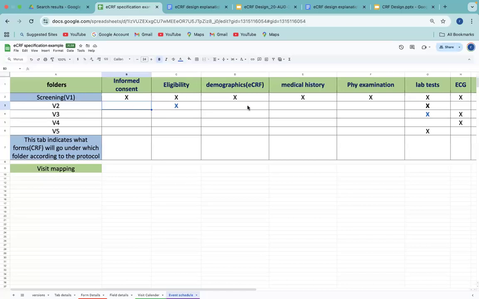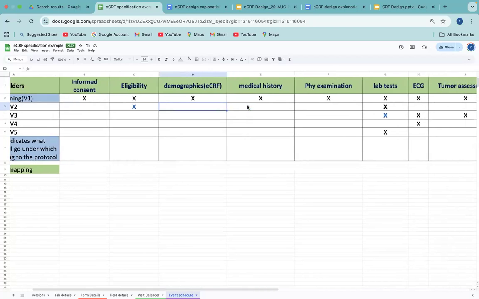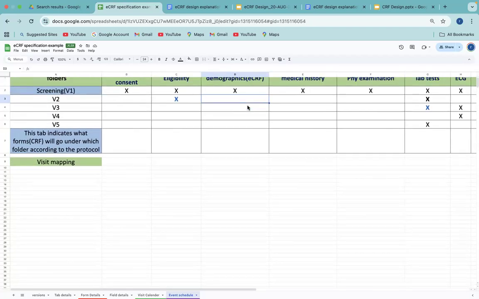And demographics. Once we collect the patient age, gender, ethnicity, nothing will change, right? That is the reason we don't have the demographics to be collected in the next one. Then laboratory test. Of course, during every assessment we need the laboratory assessment.